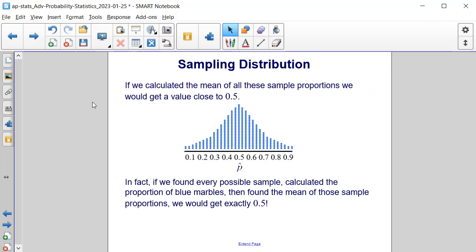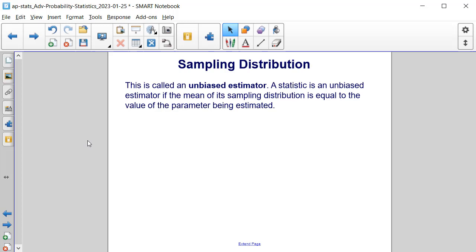If we calculated the mean of all these sample proportions, we would get a value close to 5/10 or 1/2. In fact, if we found every possible sample, calculated the proportion of blue marbles, then found the mean of those sample proportions, we would get exactly 1/2 or 5/10. This is called an unbiased estimator. A statistic is an unbiased estimator if the mean of its sampling distribution is equal to the value of the parameter being estimated.